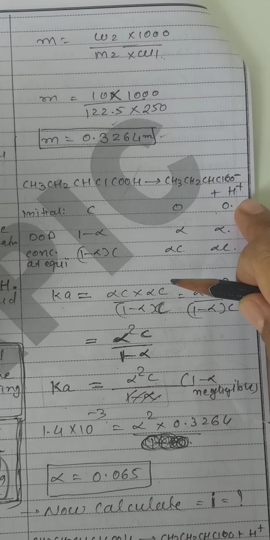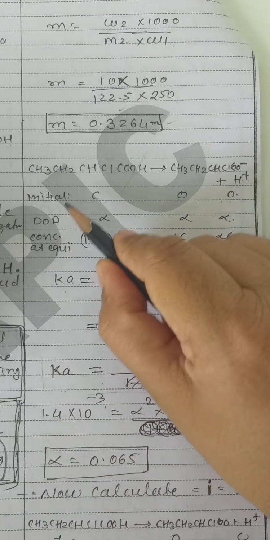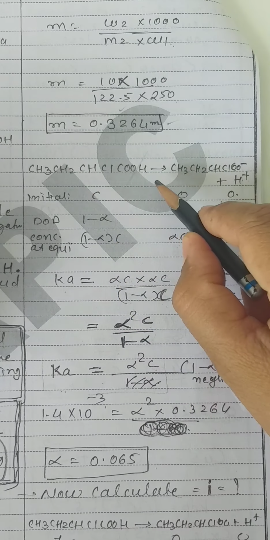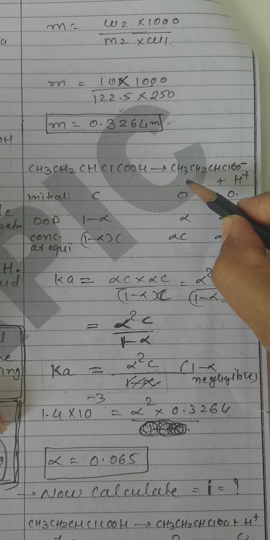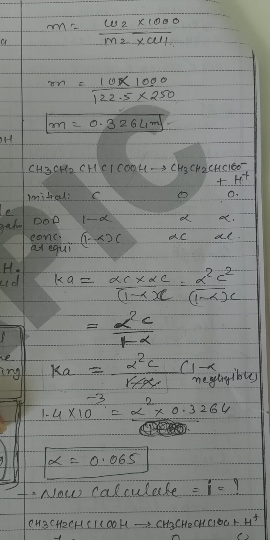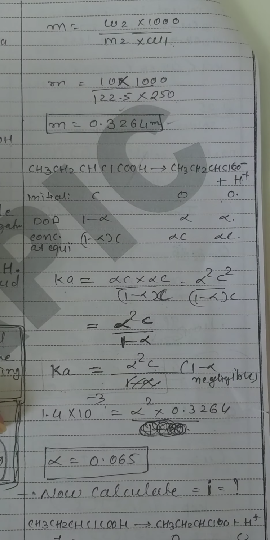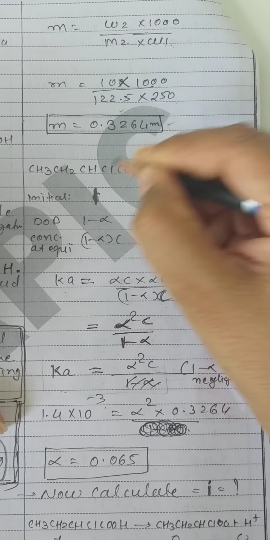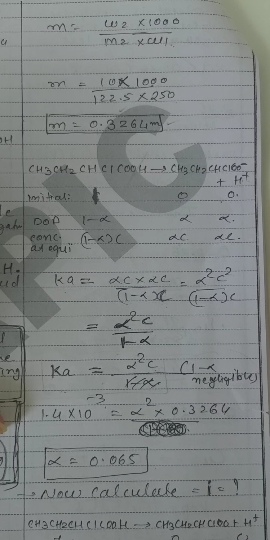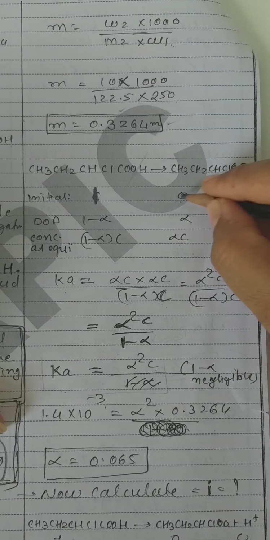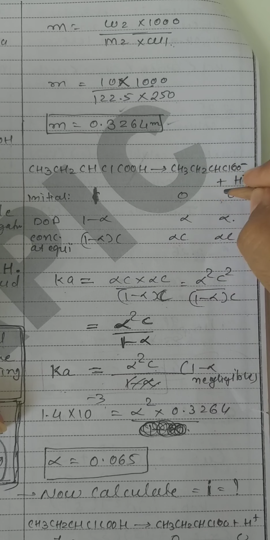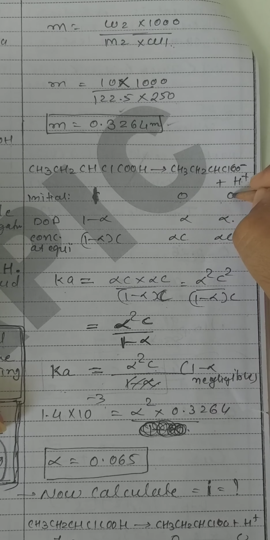CH3CH2CHClCOOH, it will ionize, dissociate like this. H plus will be liberated. So according to chemical equilibrium, initially it is taken 1 mole. Now products are not formed initially, so it is taken 0, 0.